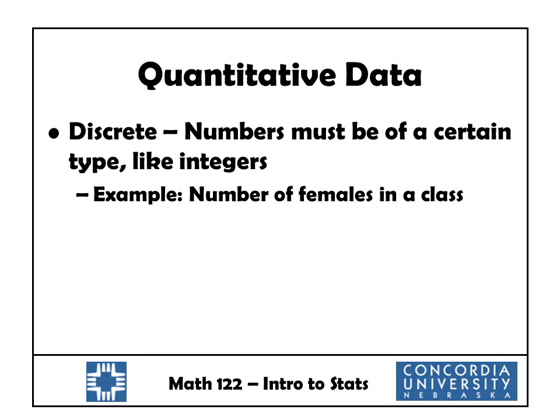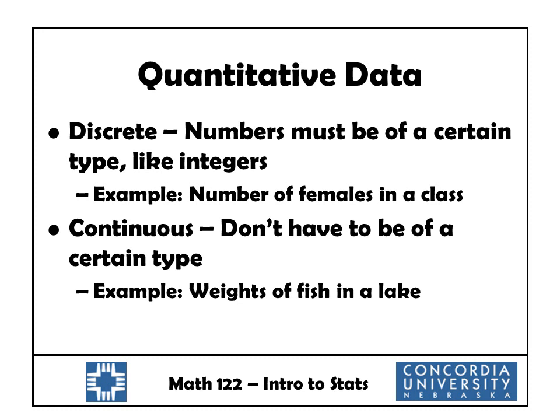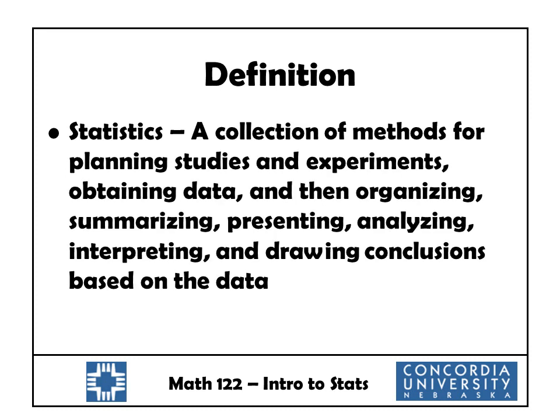Quantitative data is further divided down into two subtypes. We first have discrete, where the numbers must be of a certain type, like integers or whole numbers. For example, if we go to different classes and write down the number of females in those classes, that's going to have to be a whole number. You can't have half a female in a class. Continuous data are those that don't have to be of a certain type. They can take on any value within some range. So for instance, weights of fish in a lake. If I weigh a fish from a lake, it could weigh anywhere from 0 pounds up to 50 pounds, or whatever the heaviest fish in the lake is. It doesn't have to be a whole number or of any certain type.